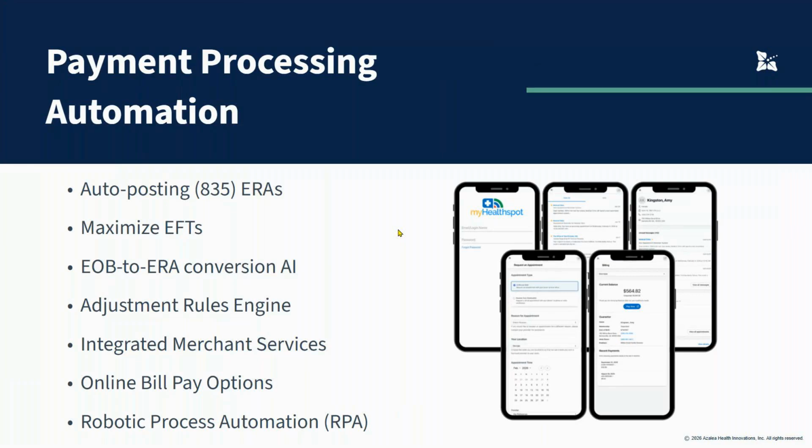Also, let's reduce the paper checks that we're getting. You're not probably going to be able to get rid of all of them, but in many cases, you can convert paper checks to EFTs. You'll get the money like a week faster than if you wait for a paper check, and it makes it easier to reconcile to your bank.